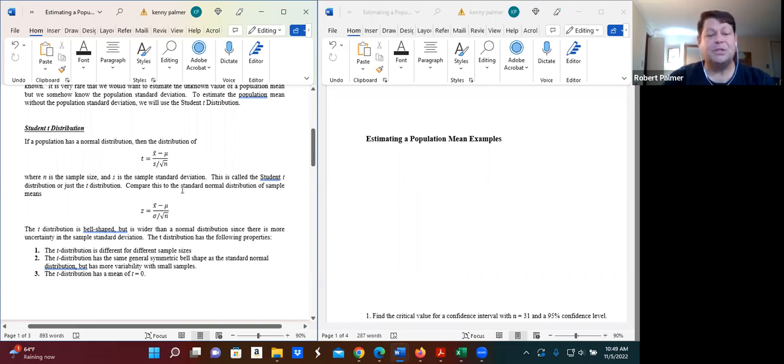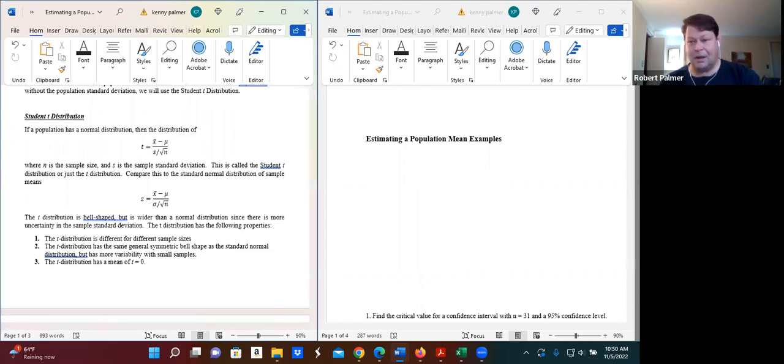Now, if we compare that to a standard normal distribution, which we've worked with in the past, you'll see it looks like this. The only difference is that here we're using S, the sample standard deviation, instead of sigma, the population standard deviation, because we don't know the population standard deviation. If we somehow did know it, it would be better to use that, but it's unlikely in most cases. Now, this t-distribution is a bell-shaped distribution, but it's wider than a normal distribution since there's more uncertainty in the sample standard deviation.